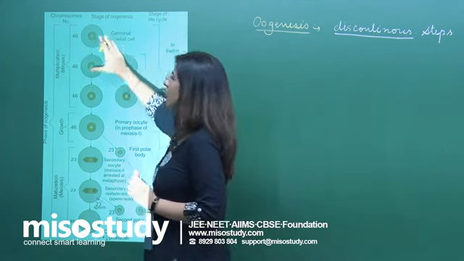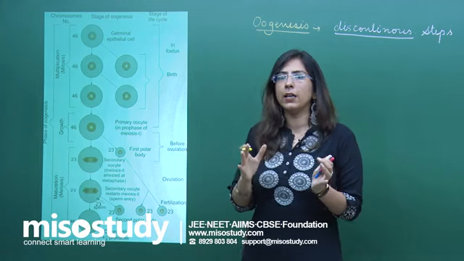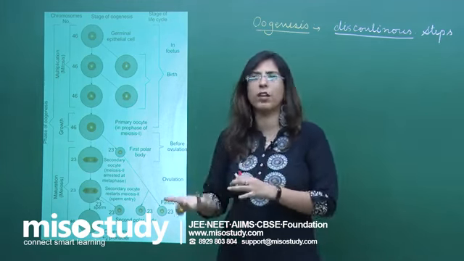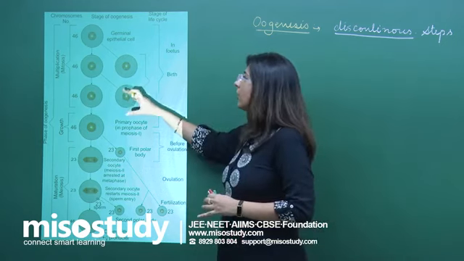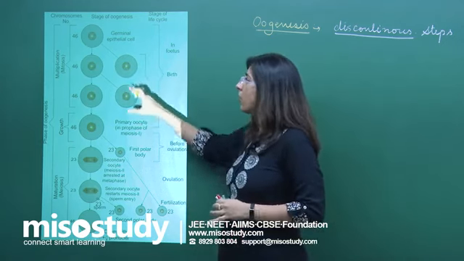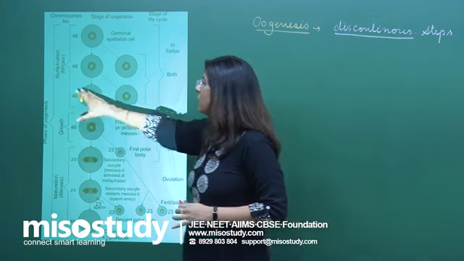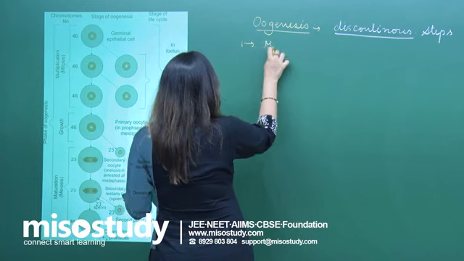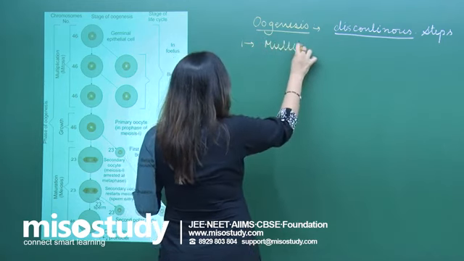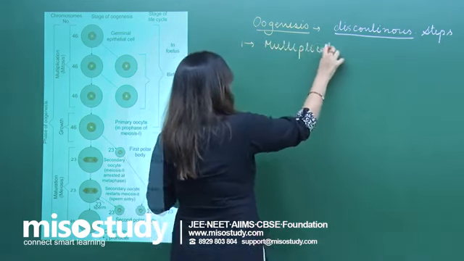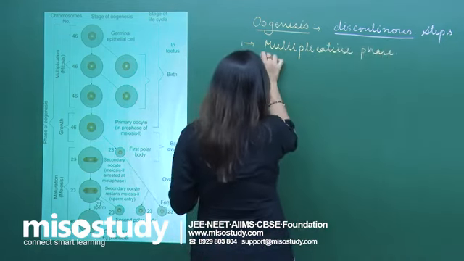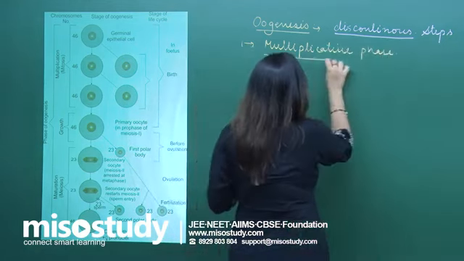Right. So in the initial stages, in the first week, the second week, after that there is a continuous division. This continuous division is termed the multiplicative phase. So the first phase is the multiplicative phase. The name itself indicates that now multiplication will happen.